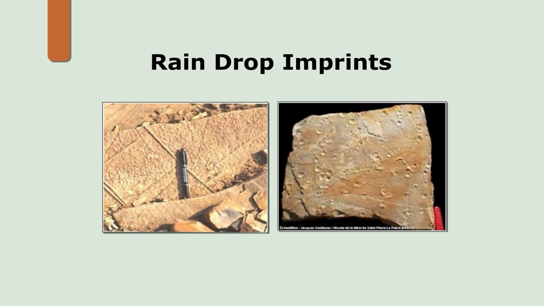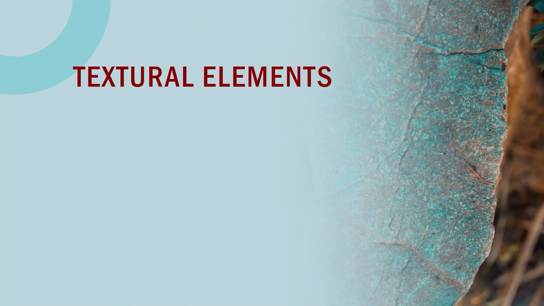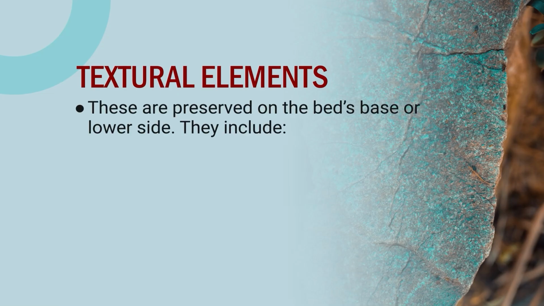There is also another print called hail print. Hail prints are a little deeper because they are big pieces. When we come to the soil structure, these are preserved on the bed's base or the lower side. They include three types of cast.